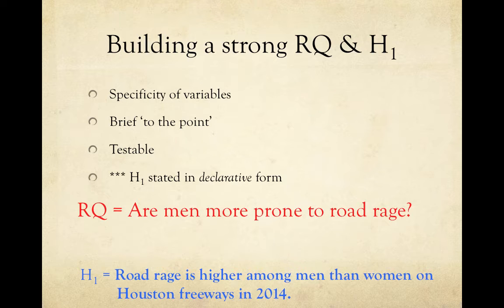Furthermore, we would have to operationalize road rage in terms of specific behavior. We could measure road rage by the number of car honks per hour. This is measurable and would be your dependent variable, or DV. You could record the number of times per hour that male drivers honk their horns and the number of times female drivers honk their horns on one or several Houston freeways. Gender is a variable with two levels or attributes, which are male and female. Gender would be your independent variable, or IV.